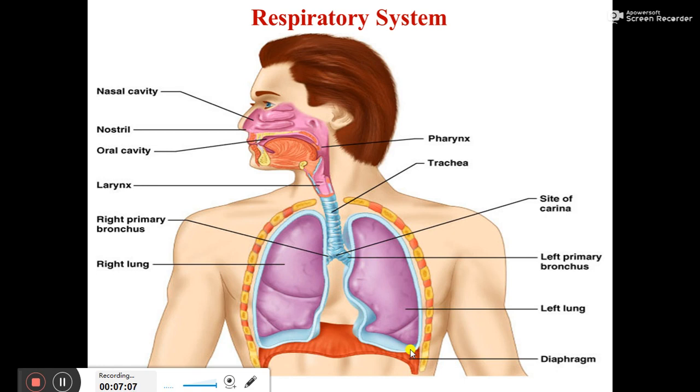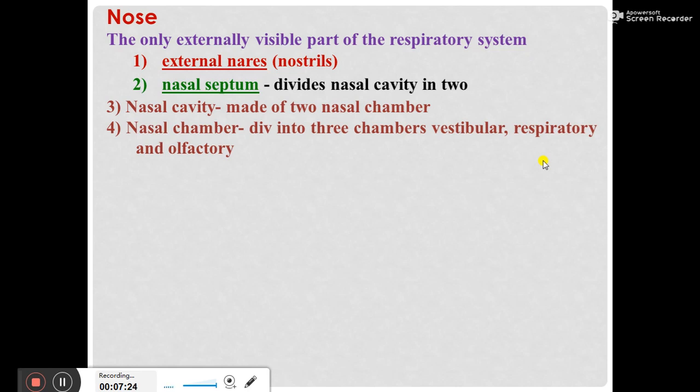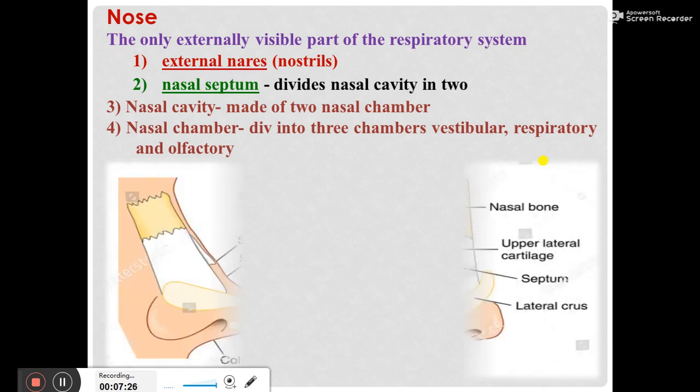And there is a respiratory muscle called the diaphragm, which is present below the thoracic cavity. It is dome shaped, and another muscle is present between the ribs, which is not shown in this figure. So moving on, next we will see all the parts one by one.